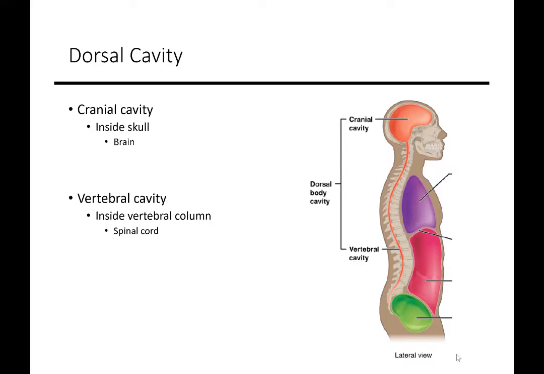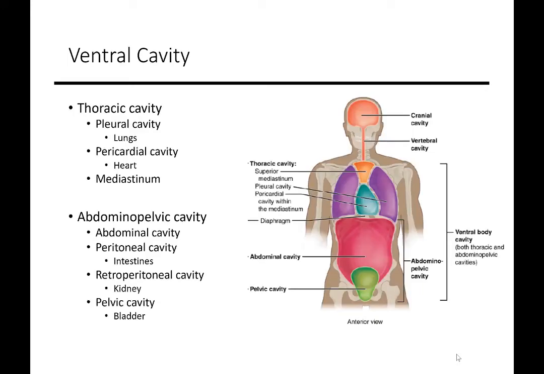You can see this written out again. Cranial cavity is going to be in the skull, and the vertebral cavity. These are the two subsets for the dorsal cavity. For the ventral cavity, the two subsets are the thoracic and the abdominopelvic. But each of those has a further subset. Thoracic has the pleural where the lungs are, pericardial where the heart is, and the mediastinum is the in-between space. In the abdominopelvic cavity, we have the abdominal cavity that I have written first in the first bullet item, and the bottom bullet item is the pelvic cavity.